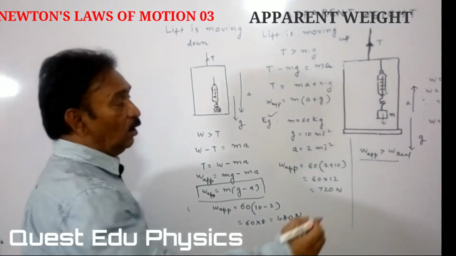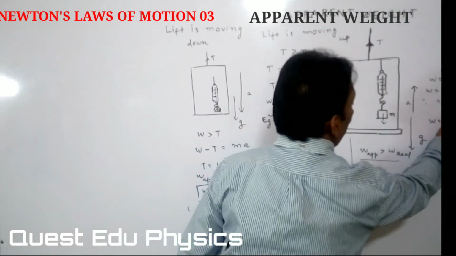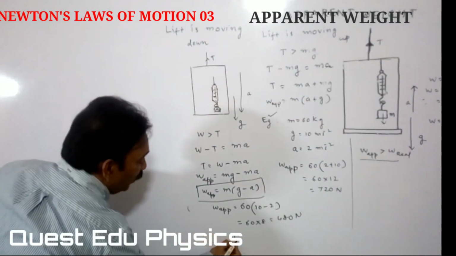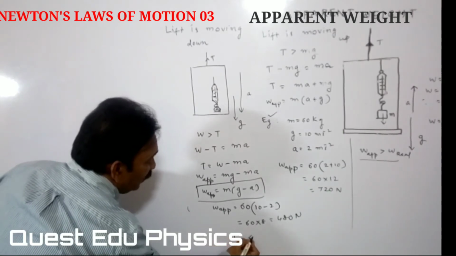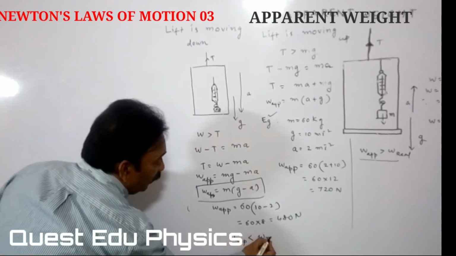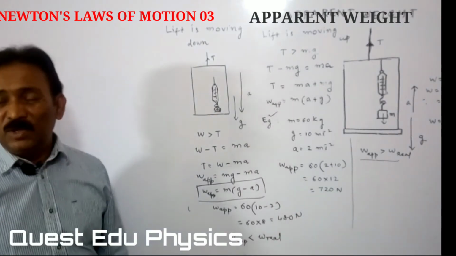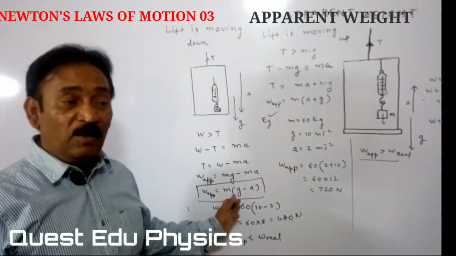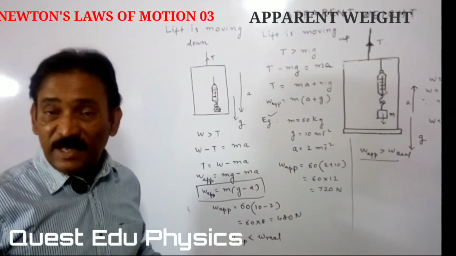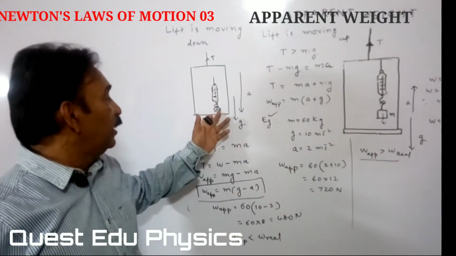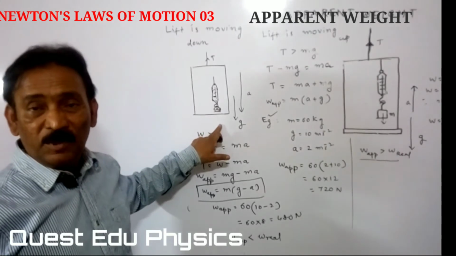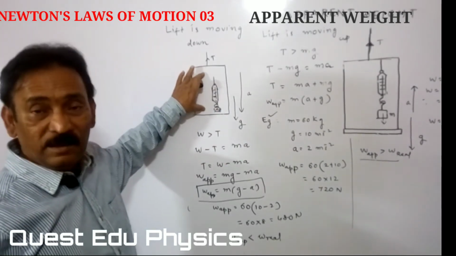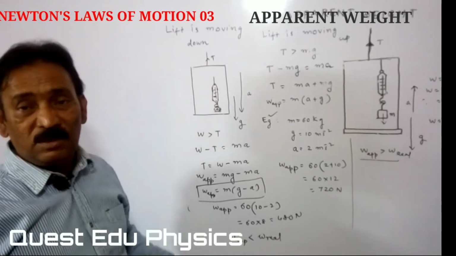Okay students, but what is the real weight here? Real weight is 600 Newton. Here the apparent weight is less than the real weight. Understanding students? When the lift is coming down, the apparent weight is less than the real weight. Either you can take the mass which is suspended from the lift, the spring balance, or someone is standing here. Okay students?